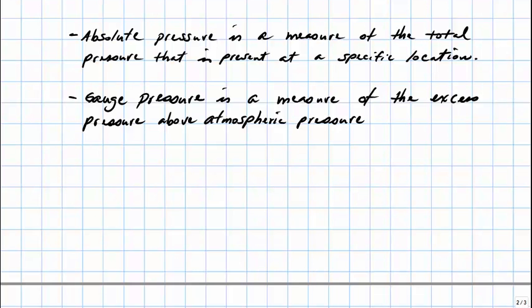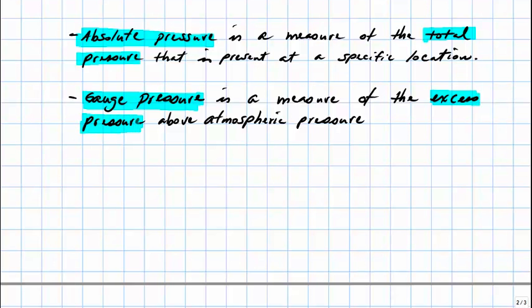And so the distinction between them is absolute pressure is a measure of total pressure, whereas gauge pressure is a measure of excess pressure. In other words, we're measuring how much pressure exists above atmospheric pressure at a particular location. We will now consider the relationship between these two pressures by considering a partially inflated tire.